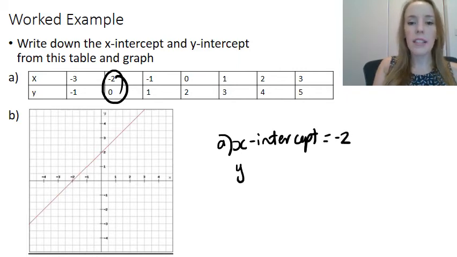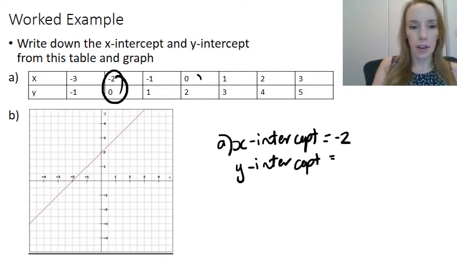And our y-intercept is the point where x equals 0, because that's where it's going to cut the y-axis. So x is 0 here, so y is 2 as well.